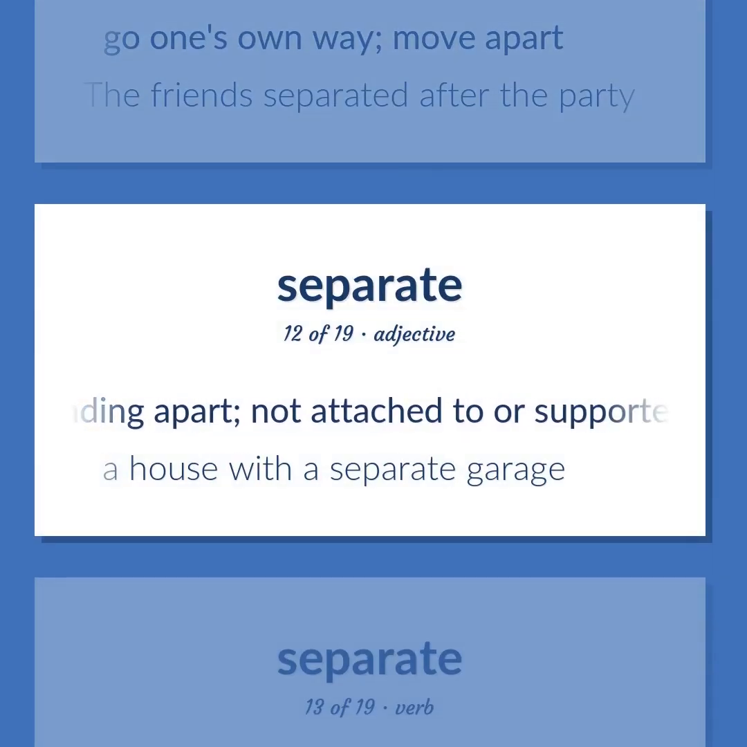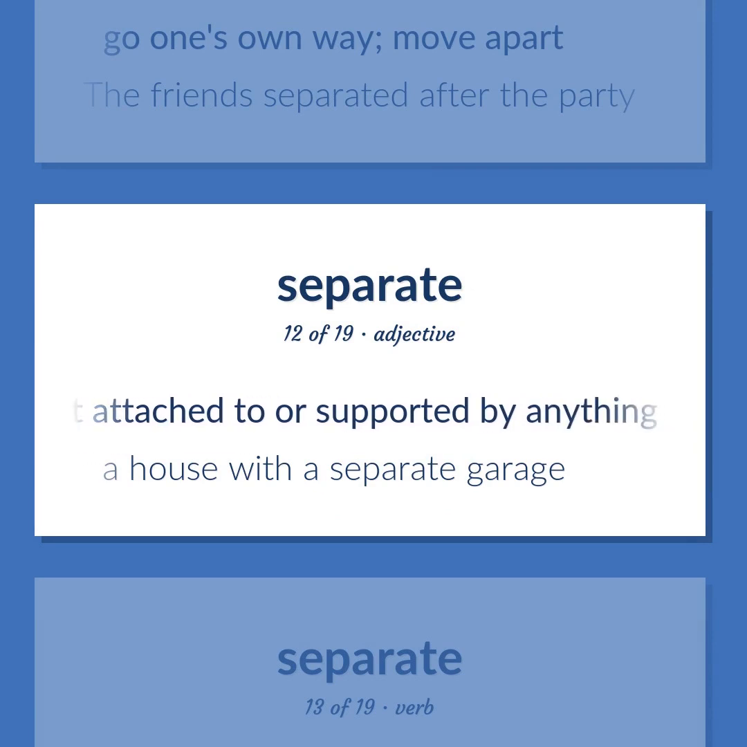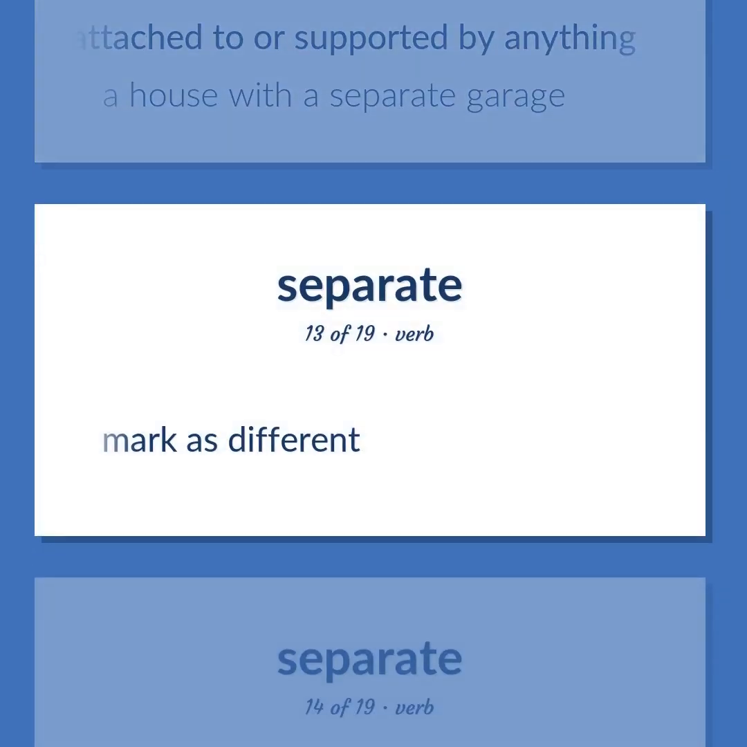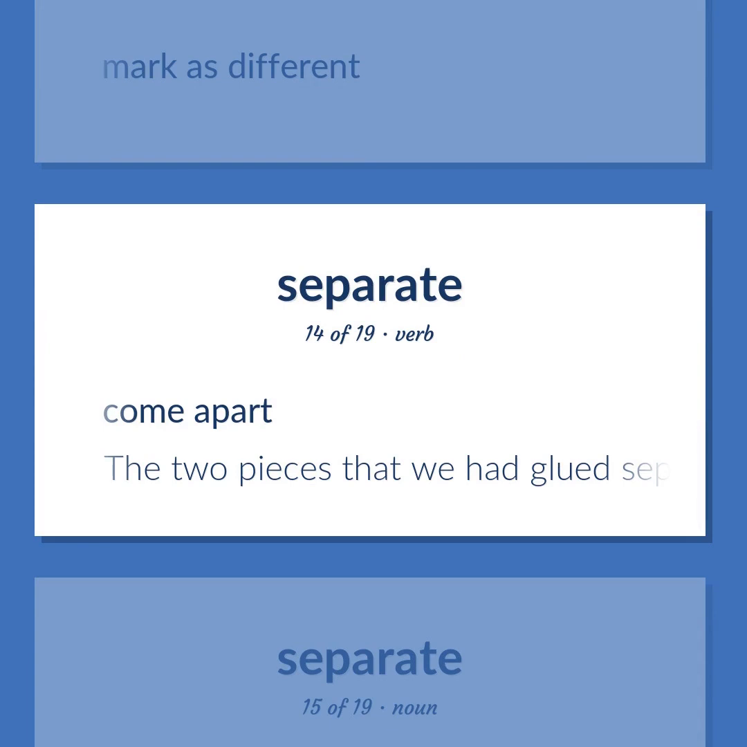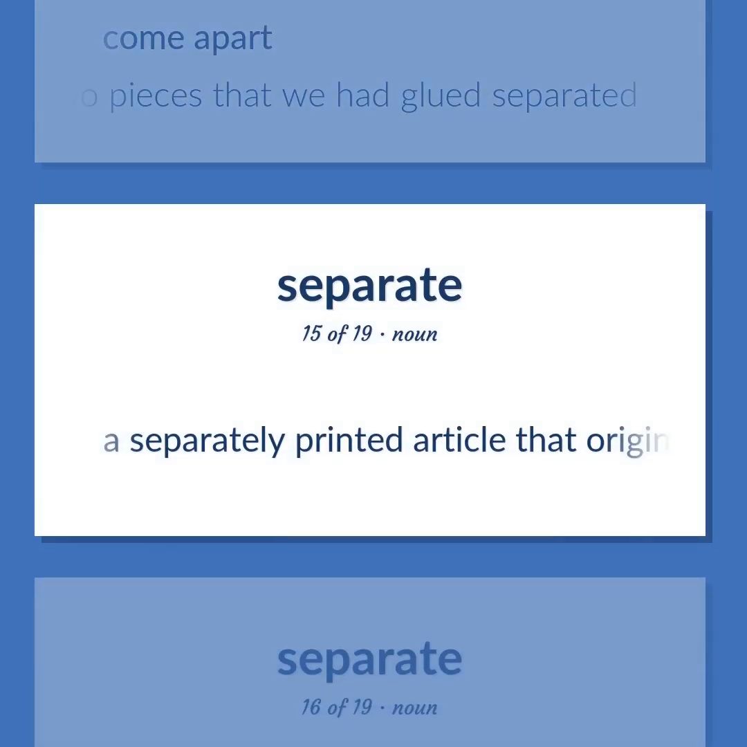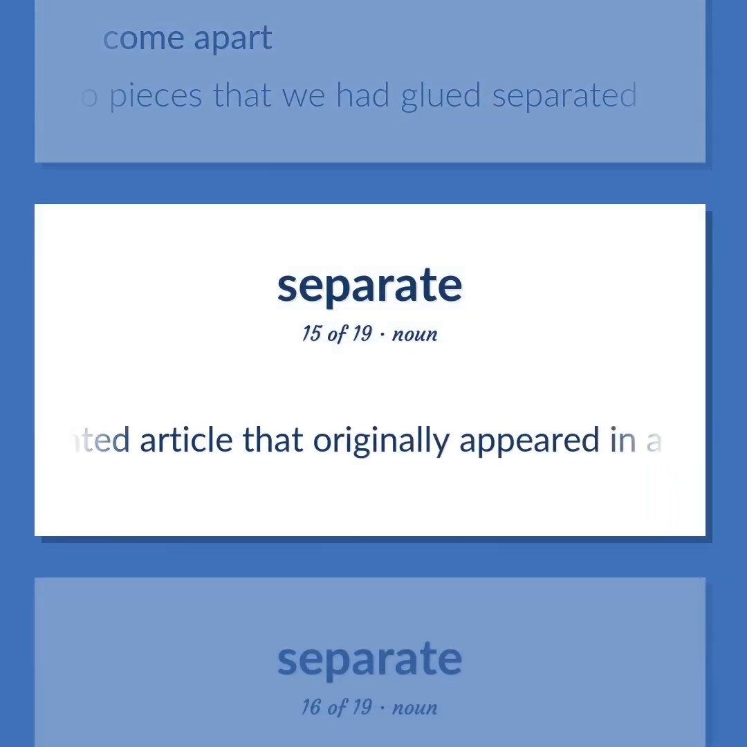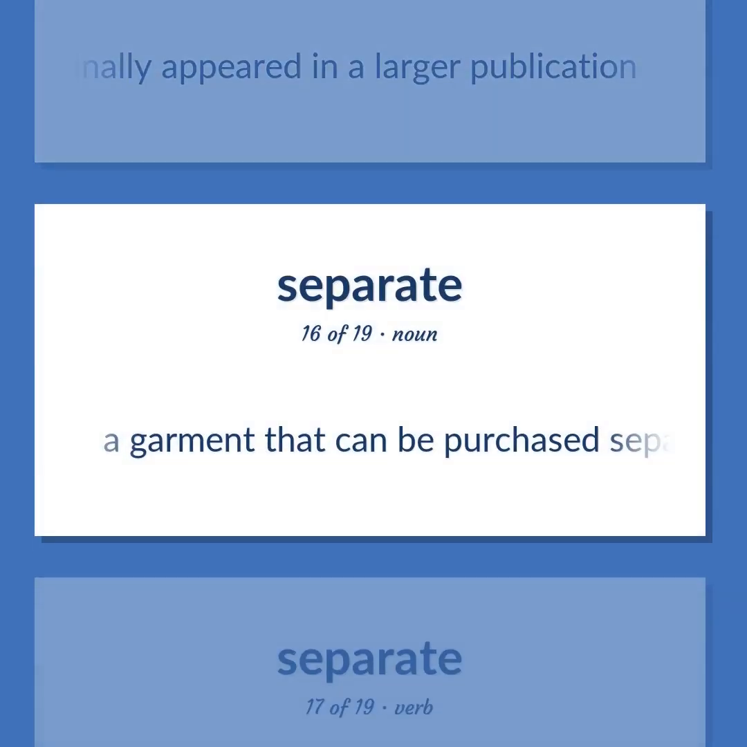Standing apart. Not attached to or supported by anything. A house with a separate garage. Mark as different. Come apart. The two pieces that we had glued separated. A separately printed article that originally appeared in a larger publication. A garment that can be purchased separately and worn in combinations with other garments.